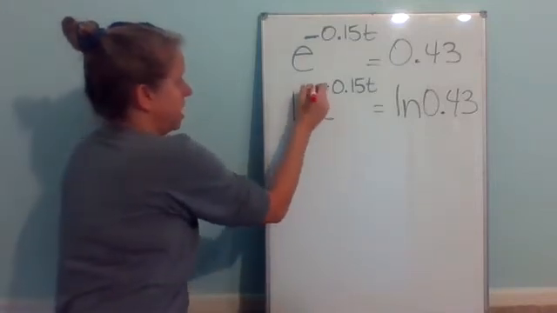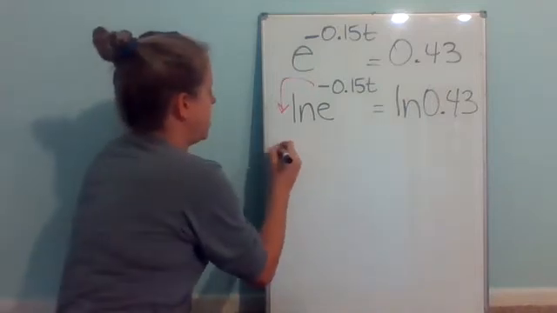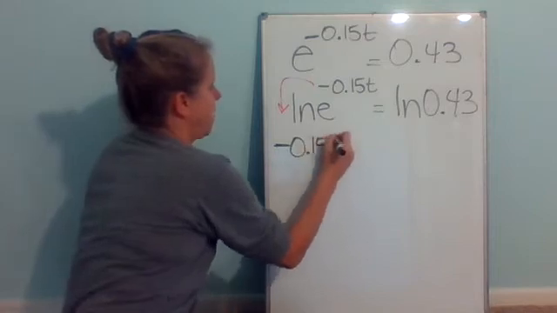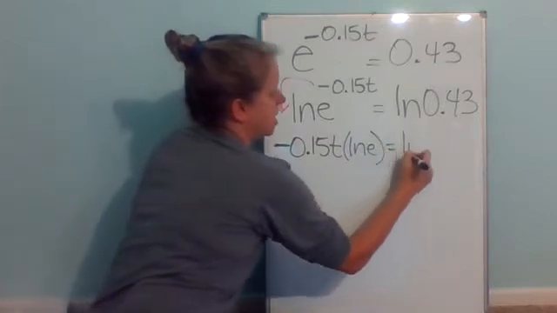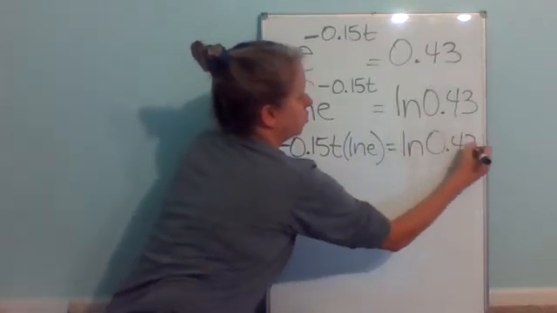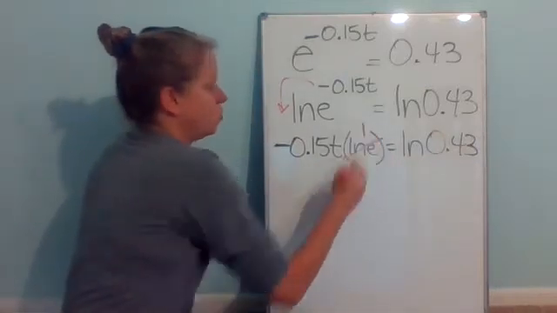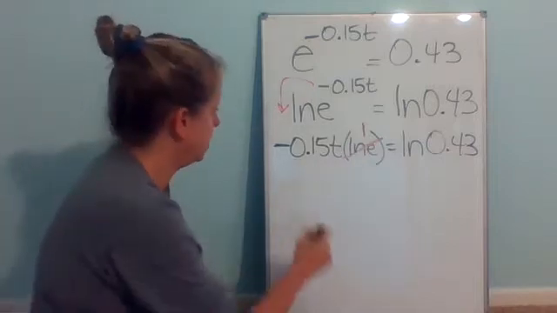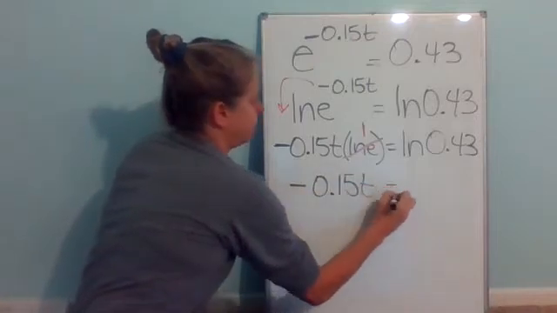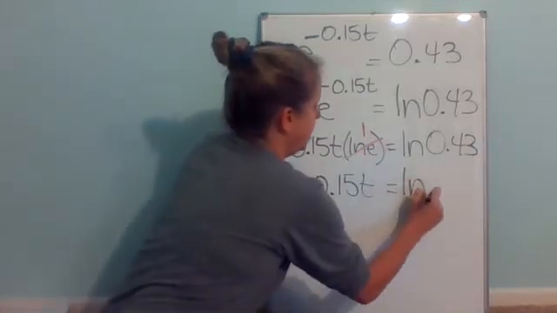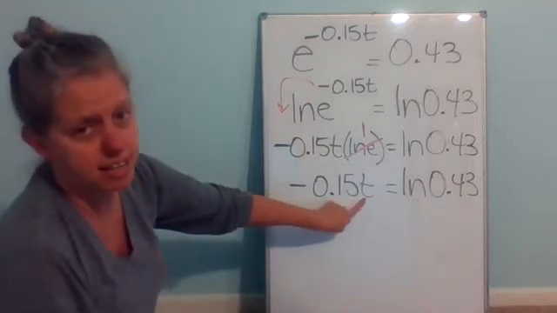So now I can bring that whole thing out of the exponent. So now I have negative 0.15t times ln e equals ln of 0.43. So once again, I see an ln e, which means that anytime I see it, I can just turn it into 1. So I really just have negative 0.15t equals ln of 0.43. So I'm isolating t.